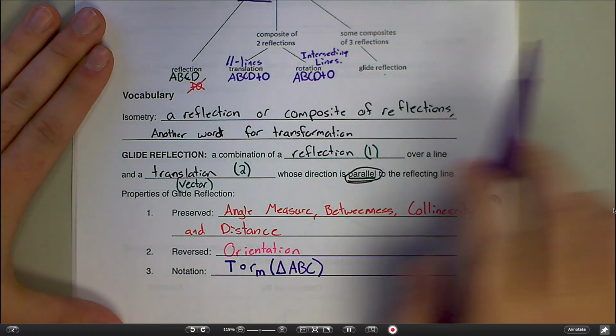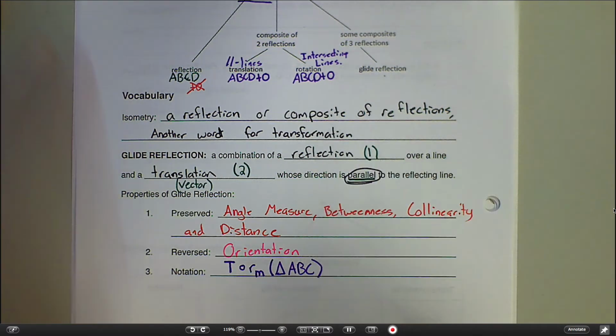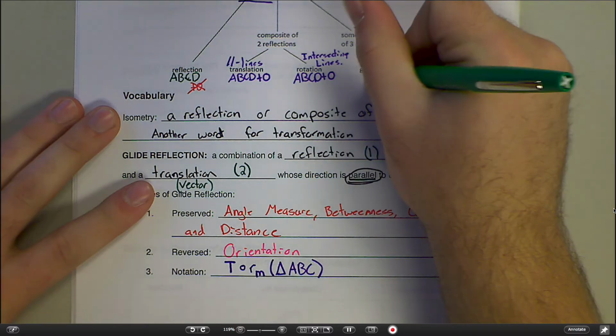However, we did skip some stuff here at the top. So in this very first picture up top, or in that chart, we had glide reflection. For all these other ones, we talked about what properties are preserved. So let's go ahead and do that here as well.